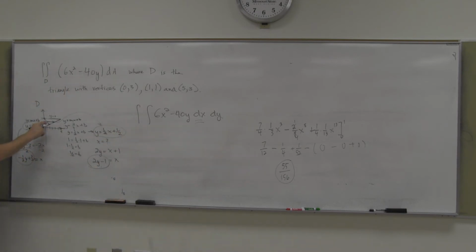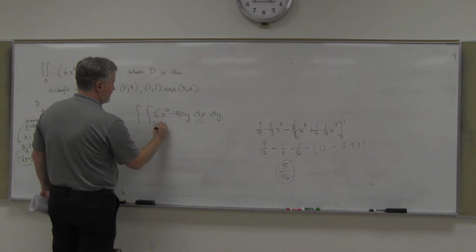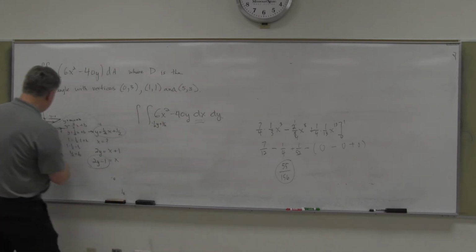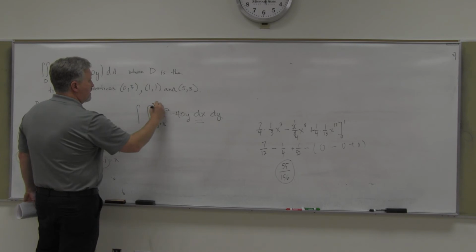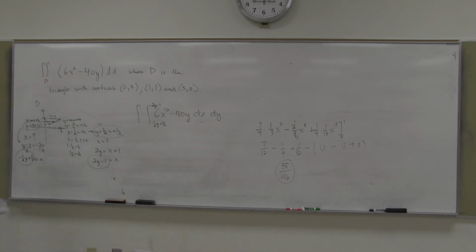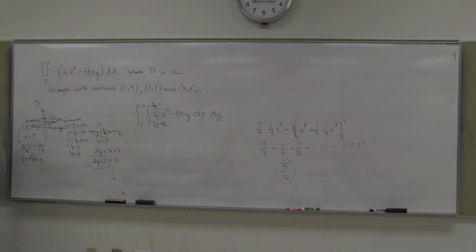So you go, the lower limit is the one on the left, so it would be the -1/2 y plus 3/2. And then the right one is the upper one, so I think 2y minus 1. And then the good news is the y's, we just have to go from the lower y value, which is 1, to the upper y value, which is 3. So those.